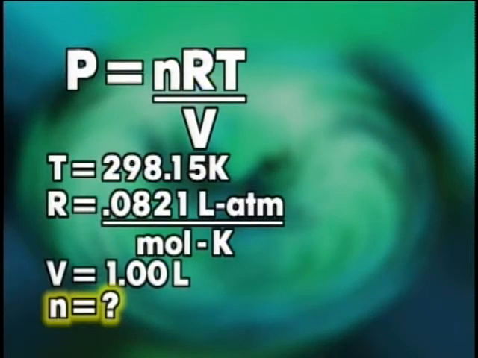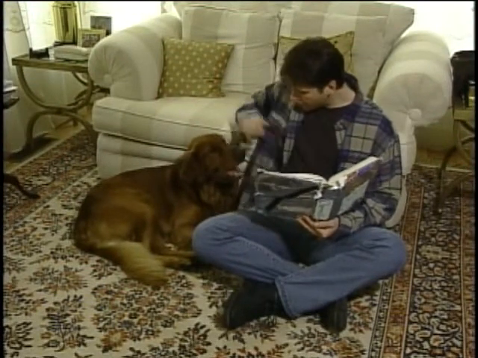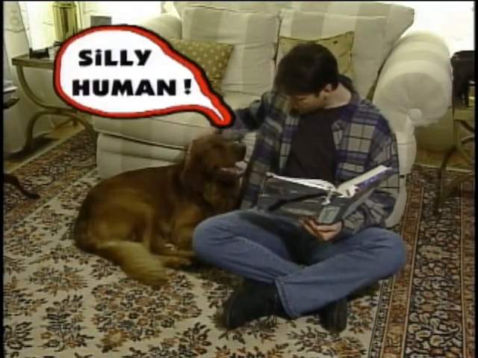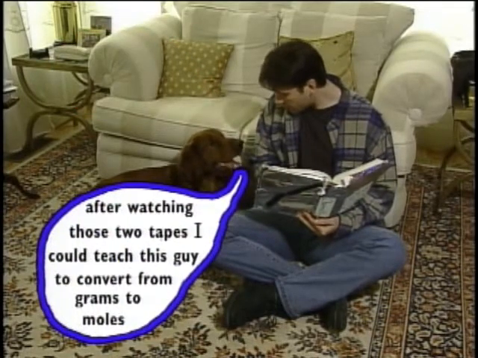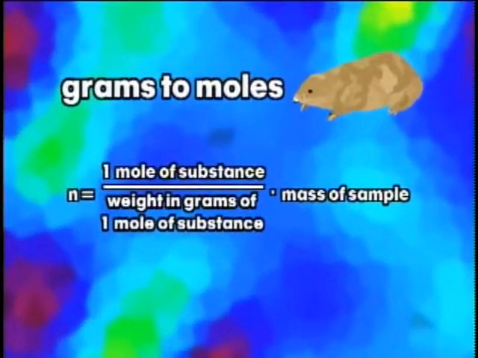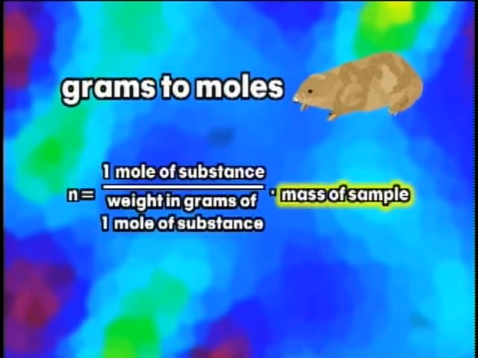Now we have to determine how many moles of each gas are in the flask. If you watched The Supercharged World of Chemistry Parts 1 and 2, I bet you could teach your dog how to convert from grams to moles, but we'll go through it again anyway. This is the equation we'll use for the conversion. n, the number of moles, equals 1 mole of your substance over the weight of 1 mole of your substance in grams times the mass of your sample.